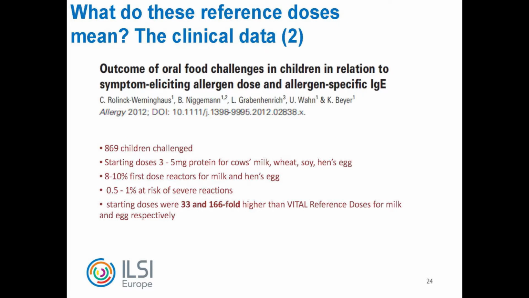And this is from a German study again. They challenged 869 children with 4 allergenic foods. The point to note is that they started at 3 to 5 milligrams of protein for cow's milk, hen's egg, wheat, and soy. They found 8 to 10% first dose reactors and concluded that overall 0.5 to 1% were at risk of severe reactions. But please note, those starting doses were 33 and 166-fold higher than the VITAL reference doses for milk and egg, respectively. So again, a very large margin of exposure.